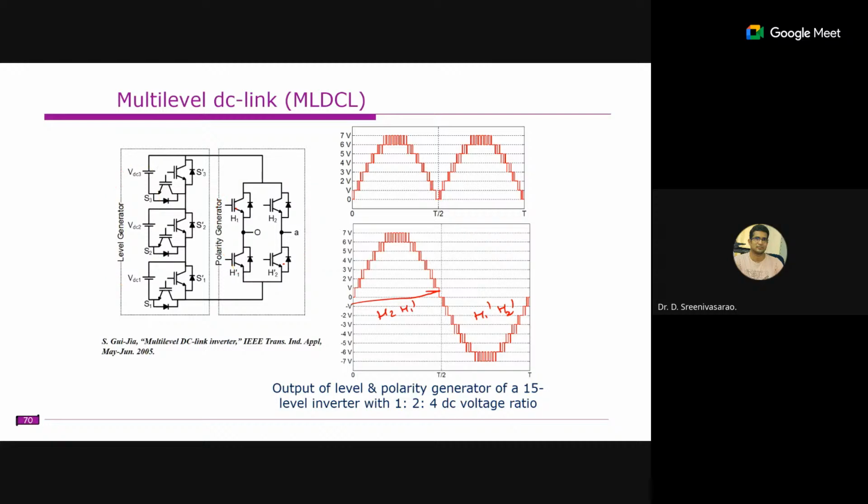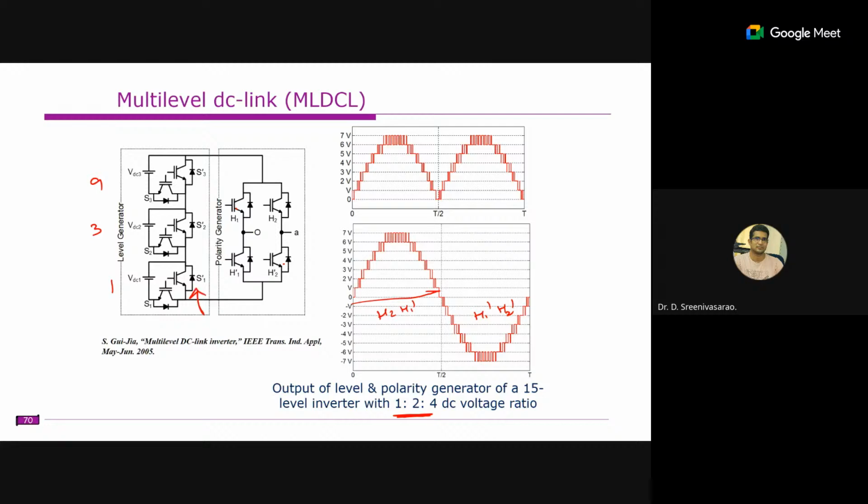And another thing is that we can also have different ratios like VDC, 2 VDC, and we can try for 3 VDC likewise. So we can get different voltage levels. It works with 1 is to 2 is to 4, but it may not work with different ratios like 1 is to 3 is to 9. Normally it will work with 1 is to 2 is to 4 because it doesn't have the negative voltages.